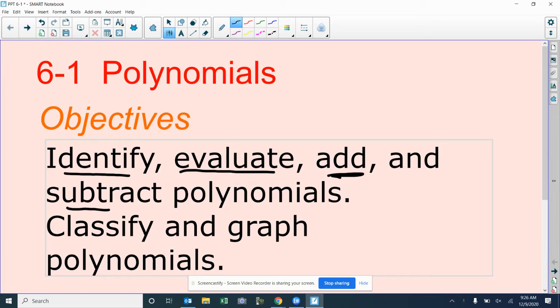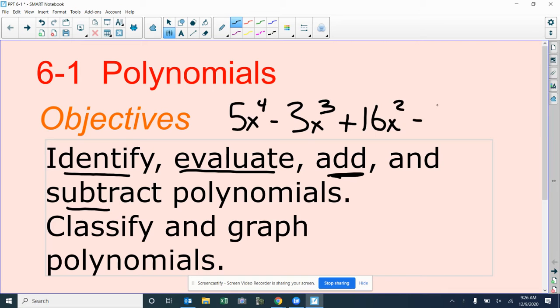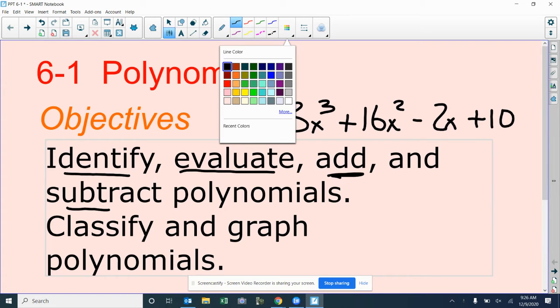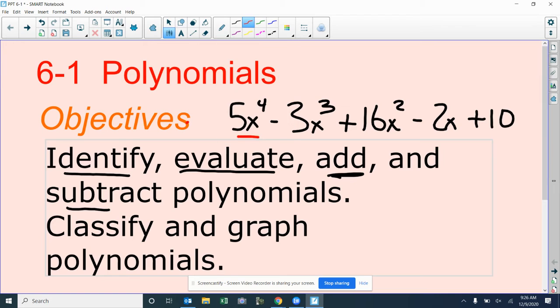So what does a polynomial look like? Well, how about 5x to the fourth minus 3x cubed plus 16x squared minus 2x plus 10. Poly meaning many. Poly is many. So each of these are monomials, okay? So that's a monomial, monomial, single term. We put them together with plus and minus signs. Becomes poly. Poly meaning many, okay?